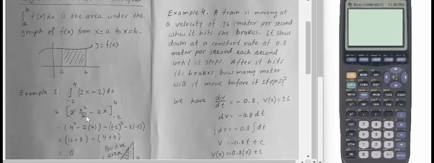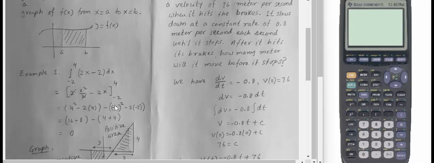And that function is actually here, which is 2 times the integral of x, which will be x squared over 2, minus 2 is a constant, and then the integral is 2x. Now the bounds we have are negative 2 to 4. So first we'll replace x by 4, we get some result, and then you subtract when you replace x by negative 2.